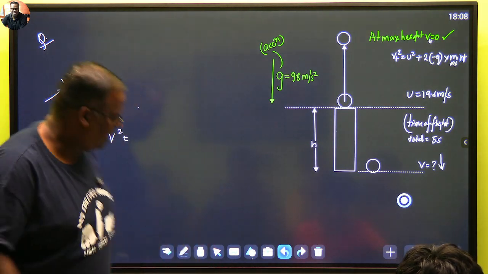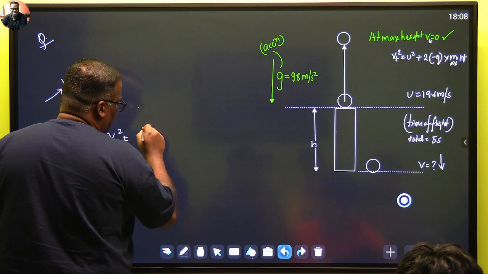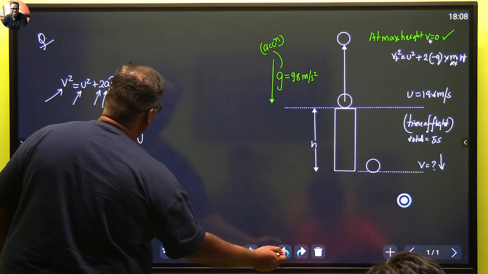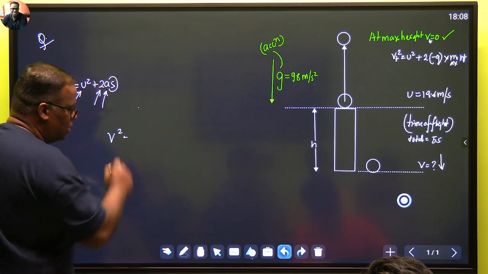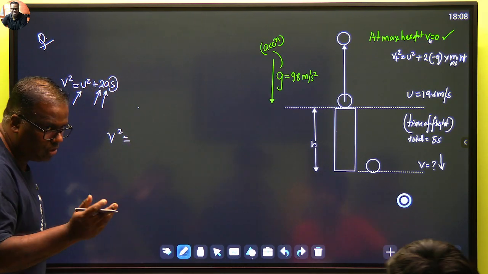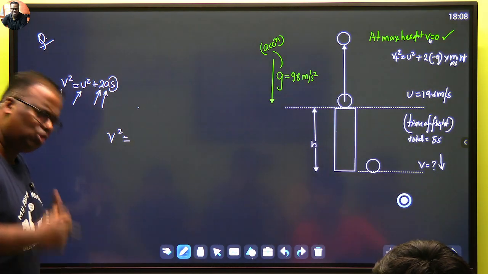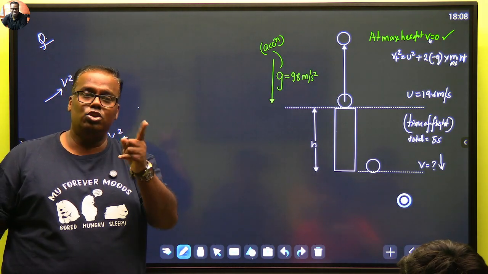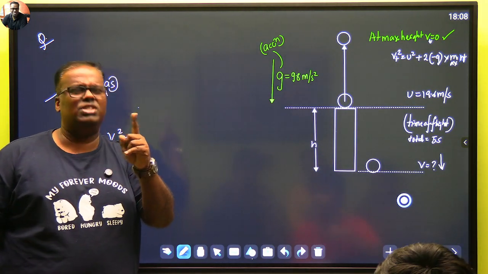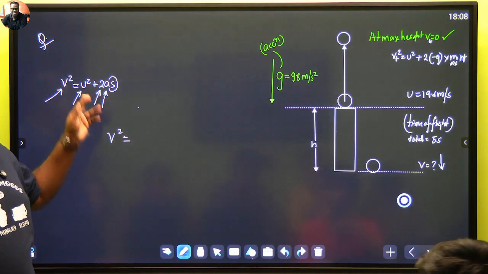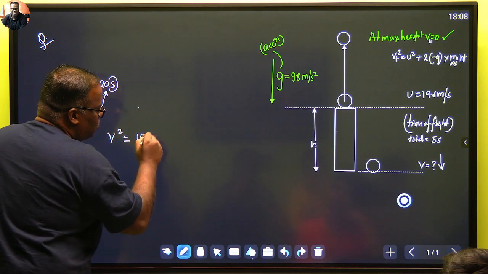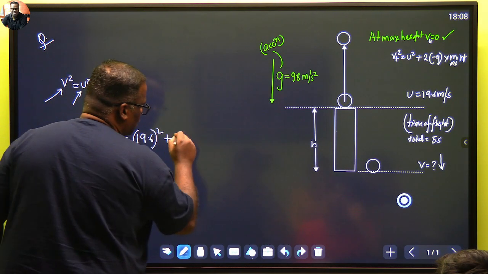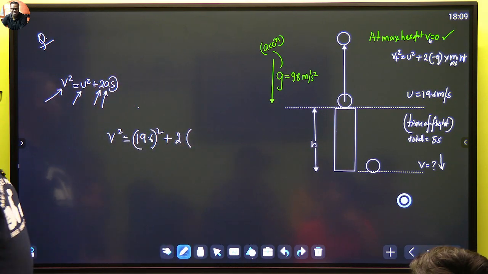Agreed or not? Right. V square is equal to u square. Is the value of u square given to you, beta? Yes, sir. What is the value of u square given to you? 19.6. With 19.6 where did you throw the ball? You threw it upward. So what was your u? Positive. It doesn't matter anyway because you are squaring u. So 19.6 square plus 2. Now comes the value of a.